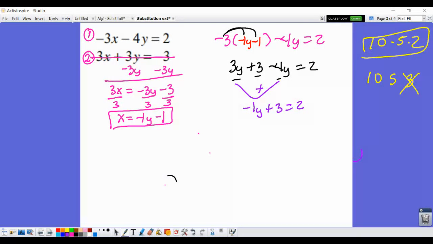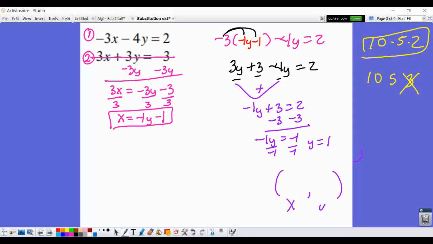Okay, if you haven't solved for y yet because you got stuck, then go ahead and hit pause again and see if you can solve for y. All right, let's finish this up. I'm going to subtract my 3. Negative 1y equals negative 1. Divide by negative 1, and I come up with y equals 1.